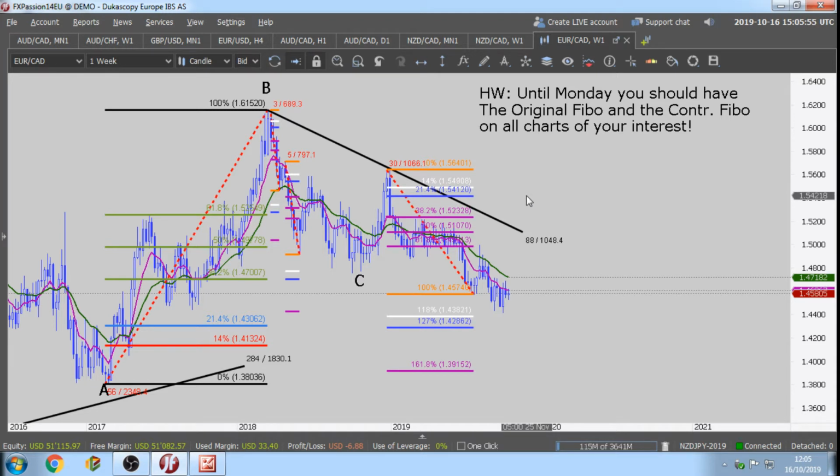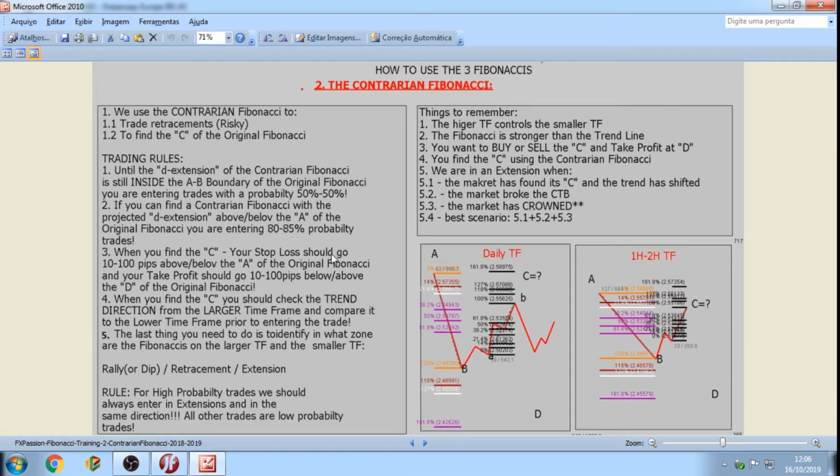Now we're going to take the rules. And remember the Contrarian Fibonacci: number one, we use the Contrarian Fibonacci to trade retracements, and number two, to find the C of the original Fibonacci.